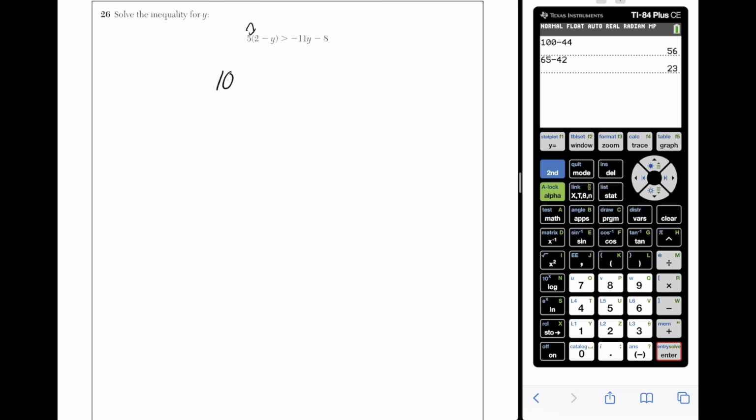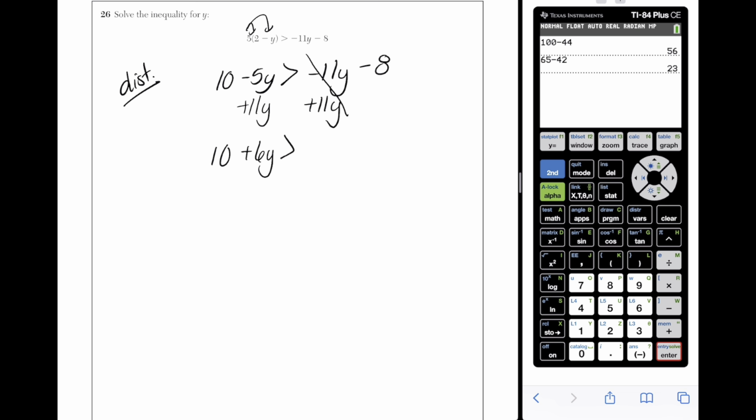So here I'm getting 10 minus 5y, remember both terms, is less than negative 11y minus 8. So that's all I did in the beginning. I distributed. All right, now I do want to decide where the y is going to be. I'm just going to decide to add, just because I tend to prefer adding to subtracting. So it gives me a 0 pair here. And here I have 10 plus 6y is greater than negative 8. Okay, so addition property of inequality.